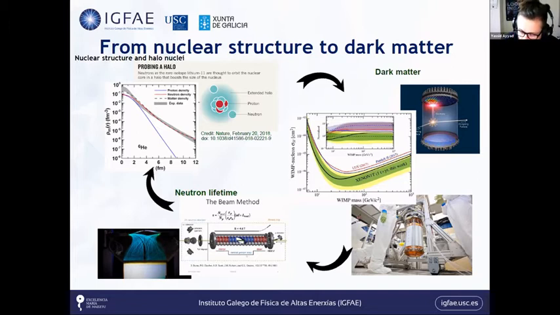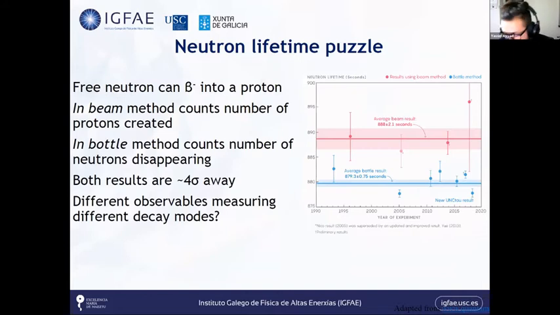The decay of boron 11 is linked to the problem of the neutron lifetime that you probably know very well, which is related to the free neutron itself that undergoes decay into a proton. So there are 2 types of different experiments. This has been measured many times, and it is still a long-standing problem that these 2 types of experiments, what we call in beam and in bottle, yield different results. They are within 1%, which is 4 sigma away, and they do not agree.